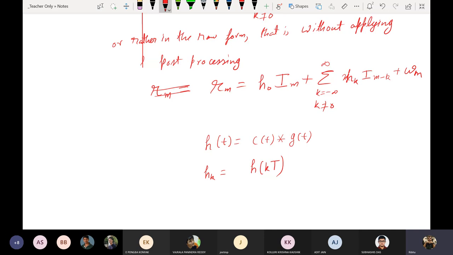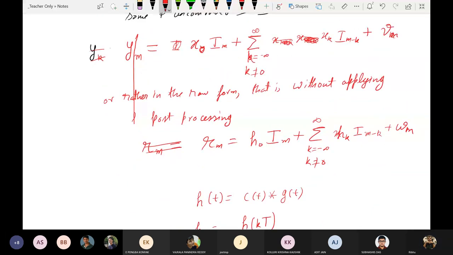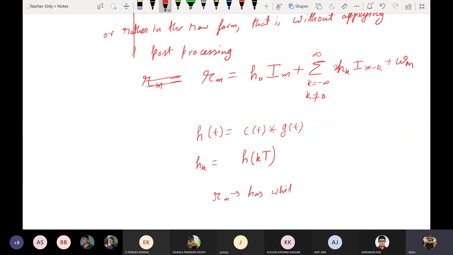So now this is the raw version, the unprocessed version. The major difference between these two is that R_m has white noise and Y_m has colored noise. And we have seen in the previous semester that white noise is always easier to deal with when compared to colored noise. Fine? So I wanted to cover this today, but since we are running out of time, we'll discuss this tomorrow and then continue. Fine?